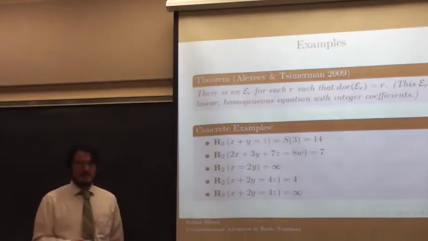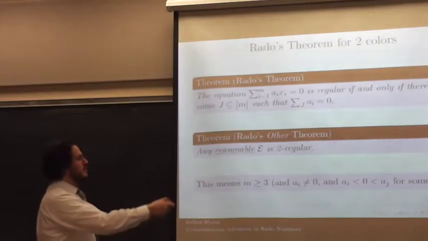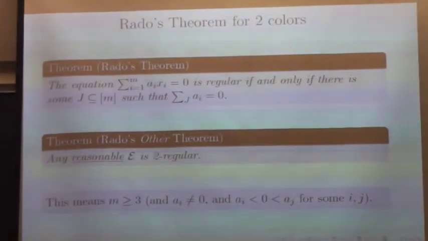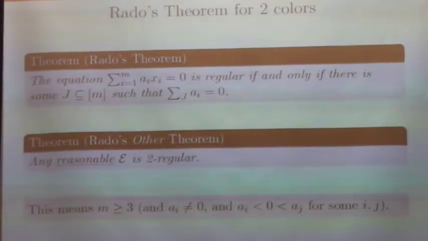Anything else? Okay, so here's a repeat of another theorem, so read it again if you like reading. This theorem tells you whether this equation is regular, and it's necessary and sufficient, so it exactly tells you that. Rado has a different theorem, which comes from his thesis. It says any reasonable equation is 2-regular. And here, what I'm saying is of this type.